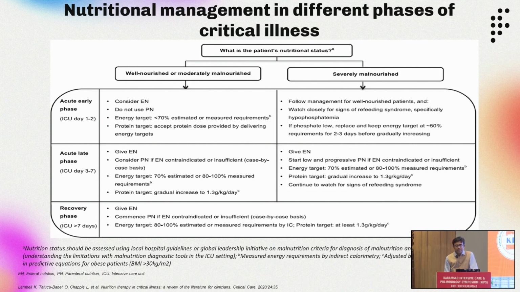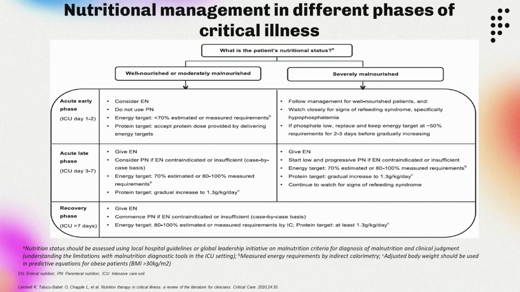Do not use parenteral nutrition. Early target should be less than 70% of estimated or measured requirements. Protein target should be met except for the protein dose provided by delivering energy targets. If we talk about severely malnourished patients, follow management of well-nourished patients and watch closely for signs of refeeding syndrome, specifically hypophosphatemia. If phosphate levels are low, replace and keep the energy target at 50% of requirement for 2 to 3 days before gradually increasing.